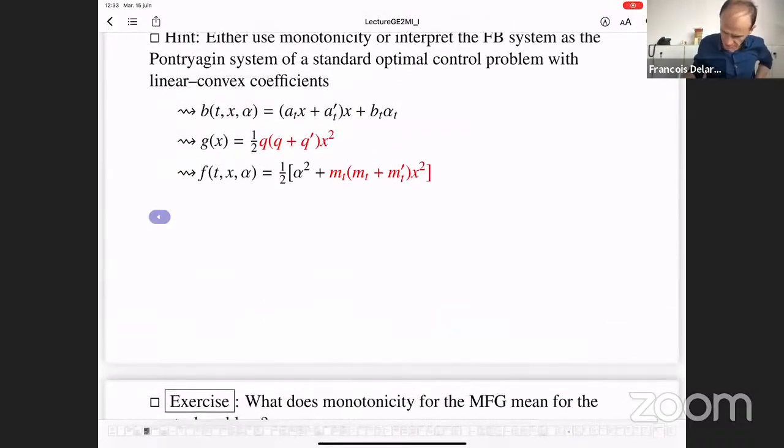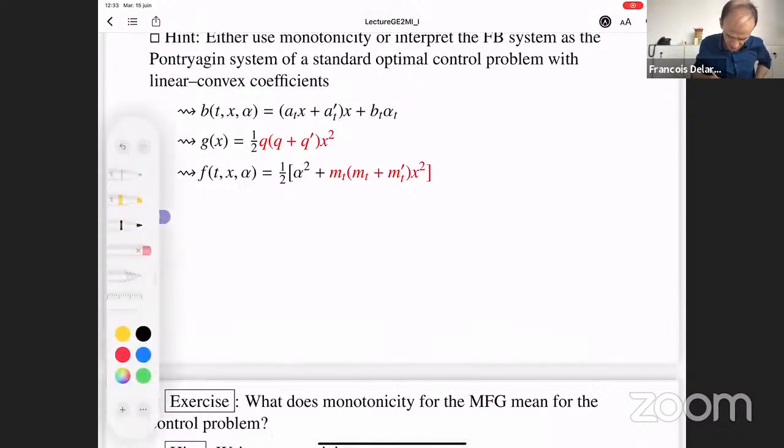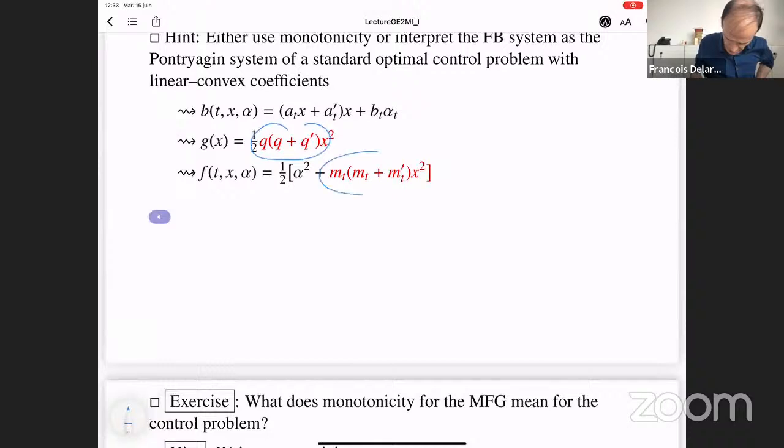And so here you recognize the two coefficients that I was mentioning. So this one and this one. And if they are non-negative, it means that the functionals are convex in X and alpha. And in that case, there must be uniqueness. This is strictly convex in alpha plus convex in X. And so there must be existence and uniqueness of a minimizer, hence unique solvability of the Pontryagin system. So this is the reason why it works.